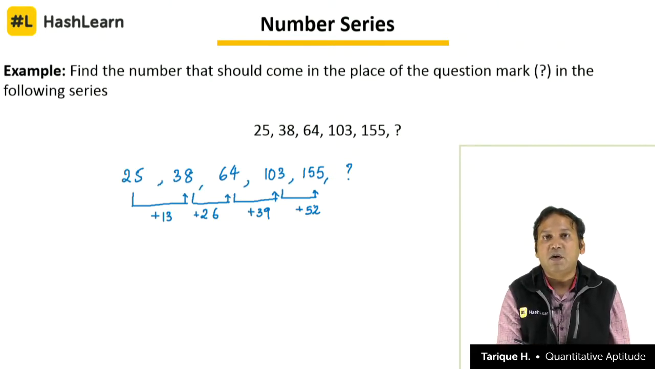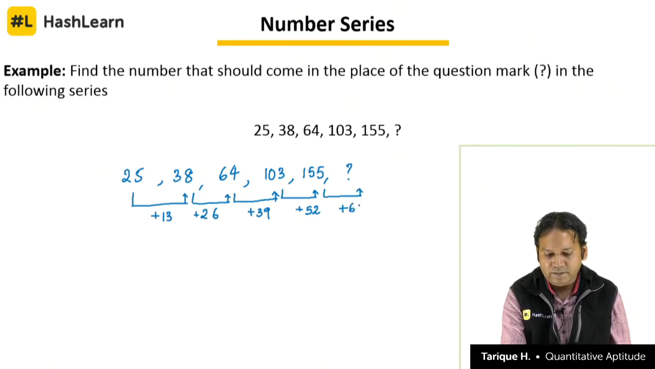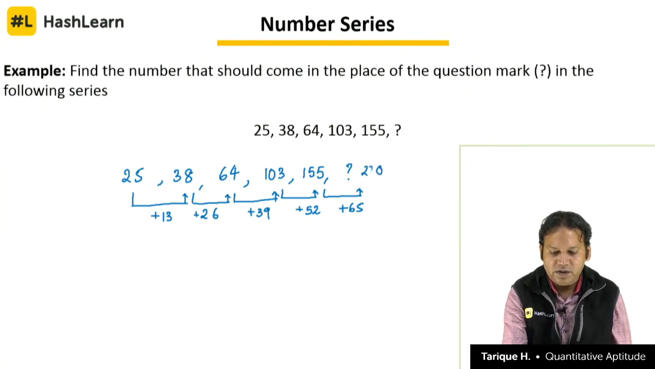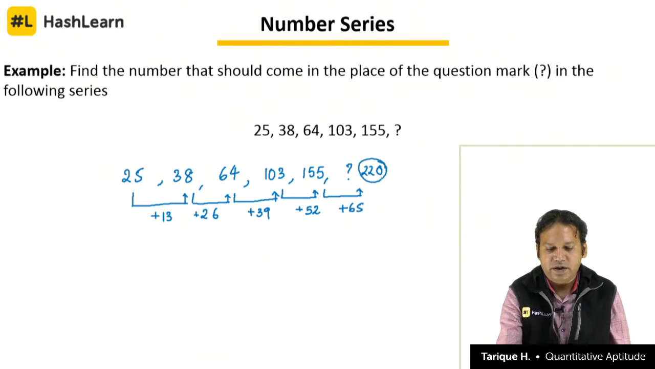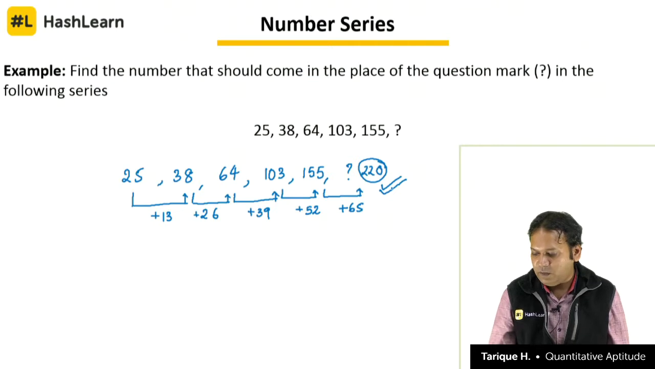is definitely based on the multiplication table of which number? 13. 13 into 1 is 13, 13 into 2 is 26, 13 into 3 is 39, 13 into 4 is 52. So next one will be 13 into 5, 65. So what number should come on top here? 155 plus 65 is 220. So 220, this number should come in the place of the question mark.